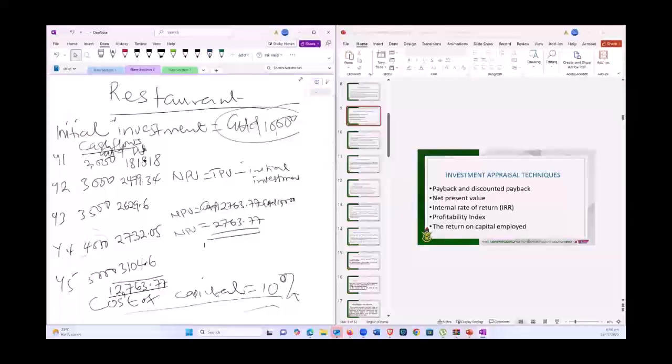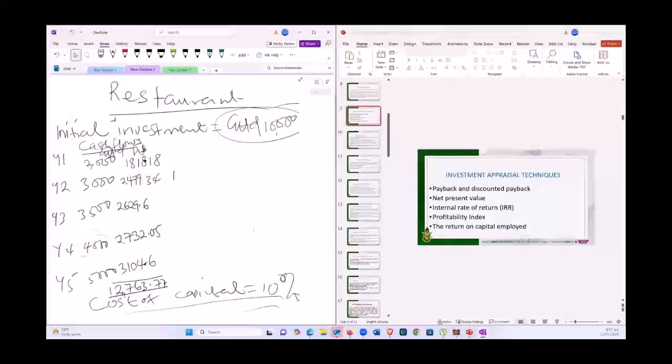Okay. So do the addition up to the point that you get the initial investment. Can we move on? Okay. So the next one is the internal rate of return.